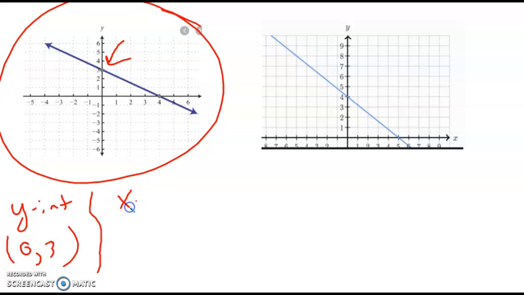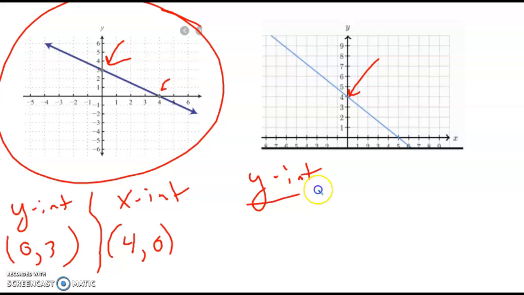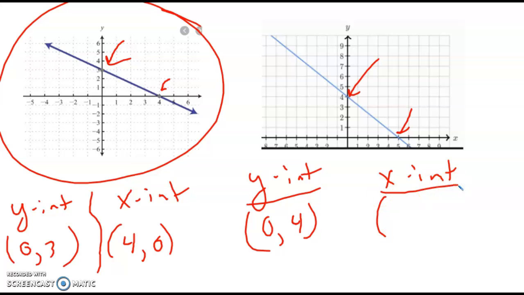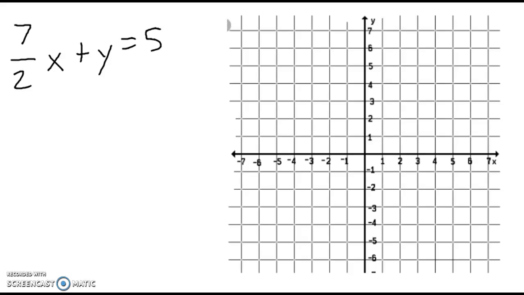And then for the x-intercept, what is that ordered pair? Well, if we look right here at where it crosses the x-axis, it's at 4, so the ordered pair is (4, 0). And then on the second one, again, it crosses the y-axis at 4, so our y-intercept is not 4, but it is (0, 4). And then our x-intercept, you can see that it crosses the x-axis at 5, so my ordered pair is (5, 0).